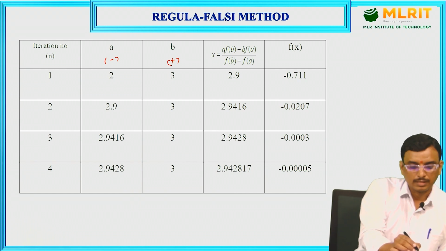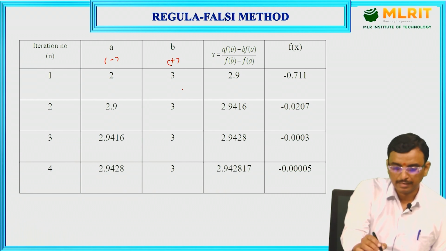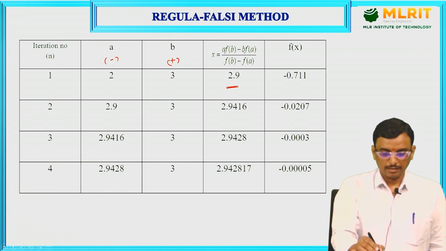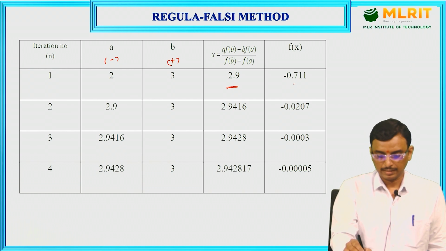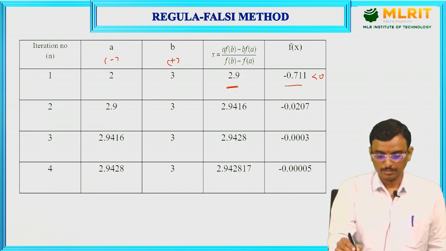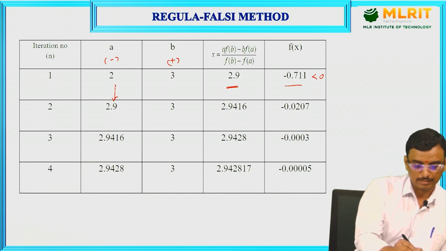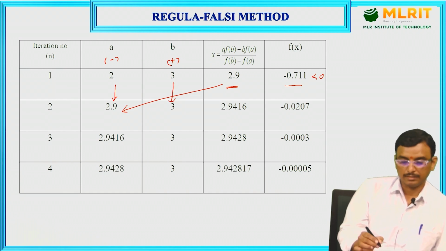Now here we got the root lies between a and b, that is 2 and 3. Now we substitute these values, finding f(a) and f(b). We can substitute in this x, and we'll get the value 2.9. Now if we substitute this 2.9 in the given function f(x), we'll get −0.711, which is less than 0. So now we replace the negative side value by this 2.9, and we write b the same as it is.